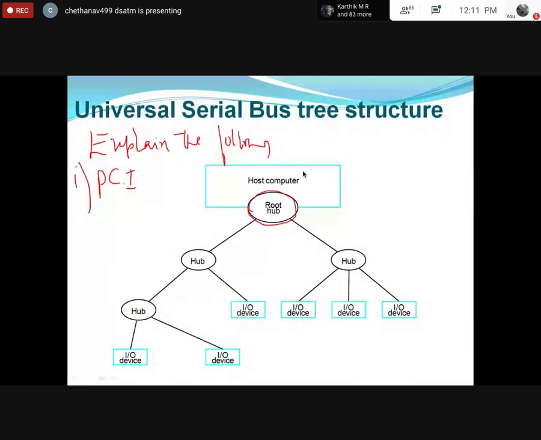Or PCI bus only, right? PCI bus. Peripheral Component Interconnect. Second one, SCSI bus. Okay, that is what? SCSI bus. The third question, something like this: USB.